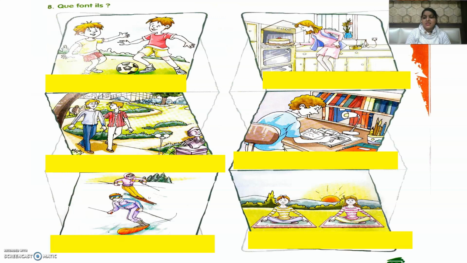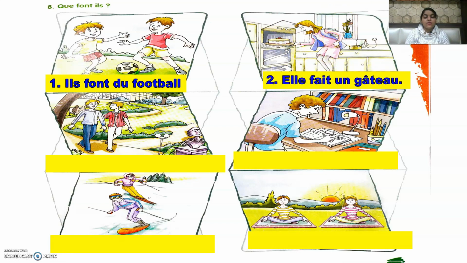The next exercise says, que font-ils, that means what are they doing? So you have to look at the picture and explain what the person is doing in that picture. In the first one, you can see that the boys are playing. So we will say, ils font du football. So they are playing football. In the second picture, you can see she is making a cake. So we will write down, elle fait un gâteau. That means she is making a cake.